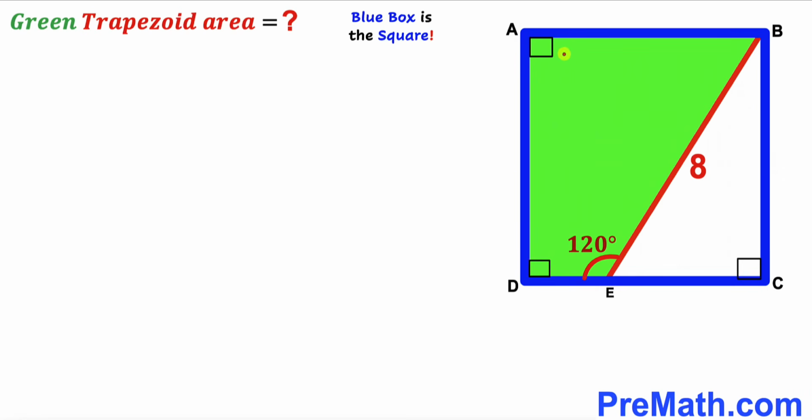Welcome to PreMath. In this video, we have this green shaded trapezoid ABED, fully confined in a blue square ABCD, as you can see in the given diagram, such that angle BED is 120 degrees and the segment BE length is 8 units. Furthermore, all the interior angles of this blue square are 90 degrees each. Our task is to calculate the area of this green shaded trapezoid ABED.